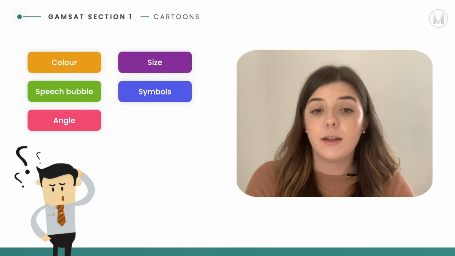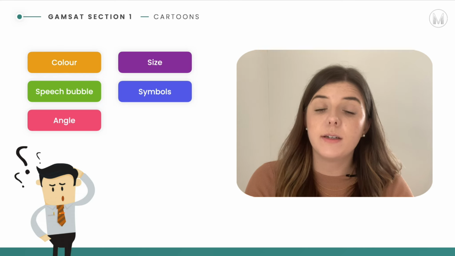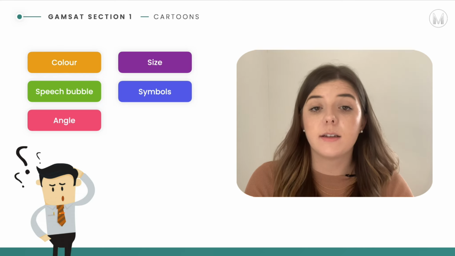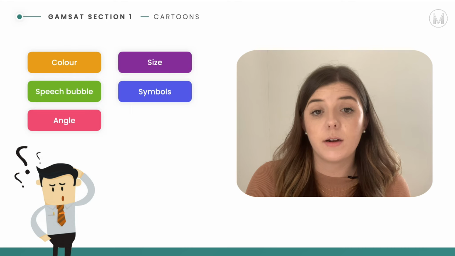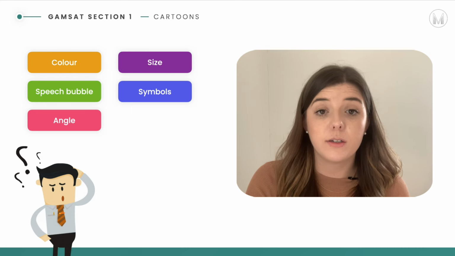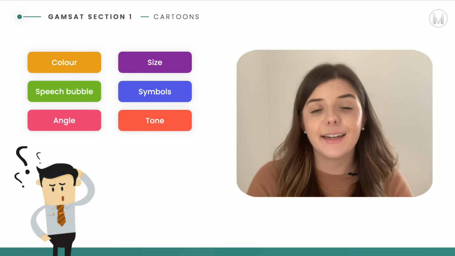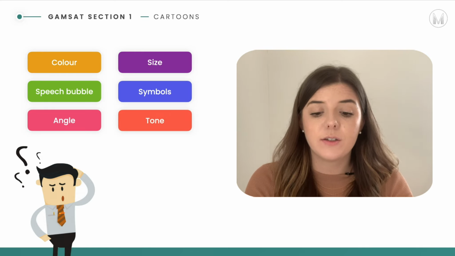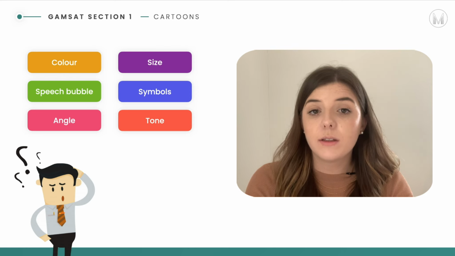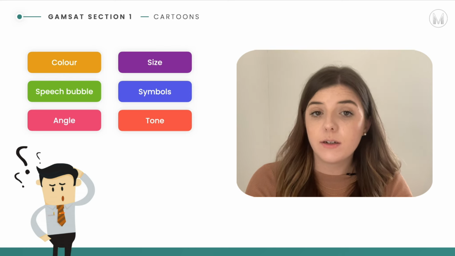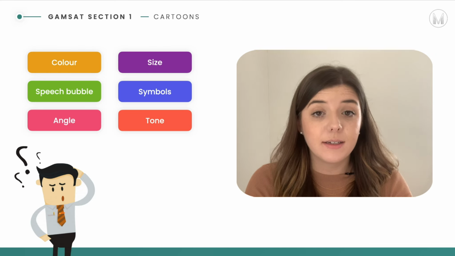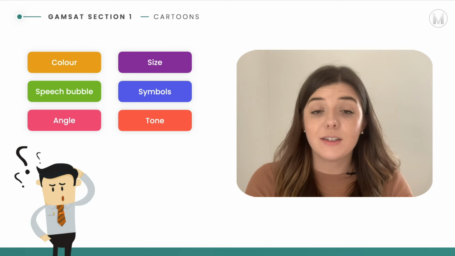For example, if we have an angle that's sloping upwards, this could suggest that the subject of the cartoon is powerful or dominant because we're looking at it from a position from below. Next, think about the tone. What is the illustrator's attitude? Is he agreeing with the cartoon? Is he not agreeing with the cartoon? Is he maybe mocking it? Just think about this. This is very important for interpreting the meaning of a cartoon.